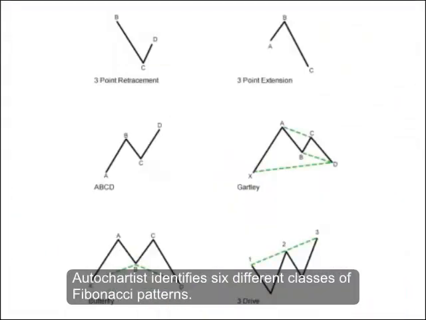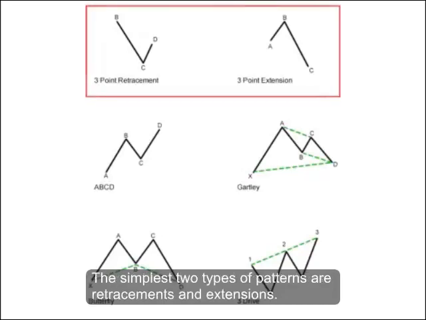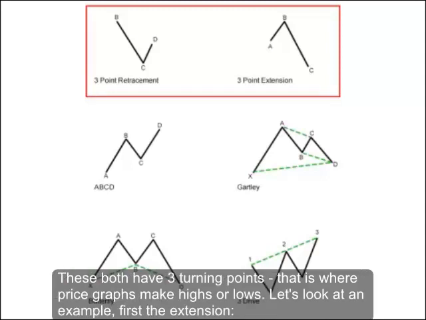AutoChartist identifies 6 different classes of Fibonacci patterns. The simplest two types of patterns are retracements and extensions. These both have 3 turning points, that is, where price graphs make highs or lows. Let's look at an example.